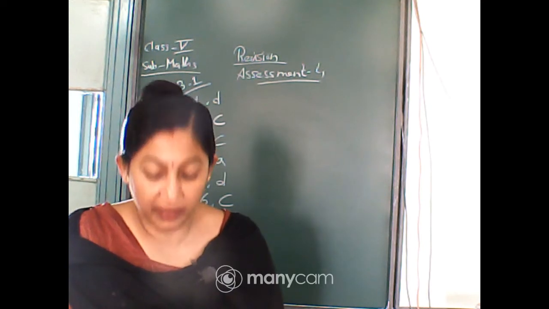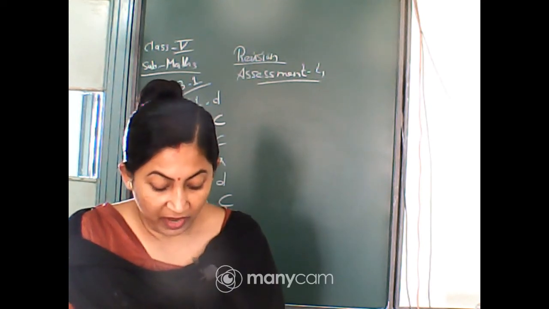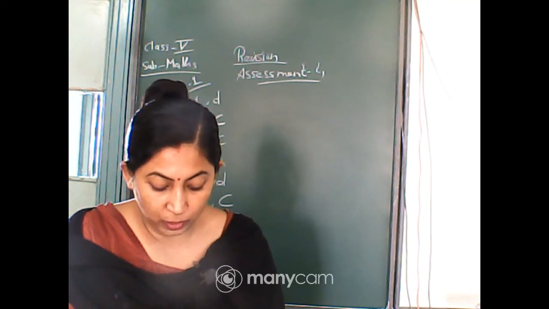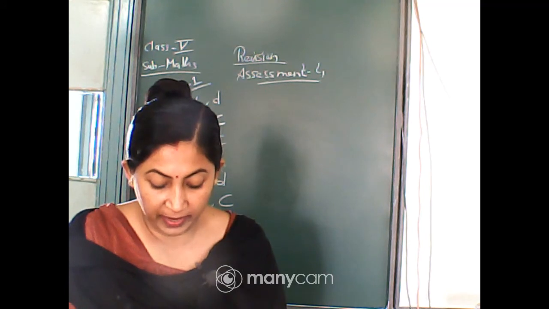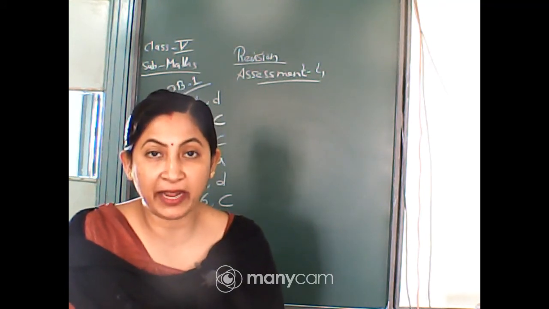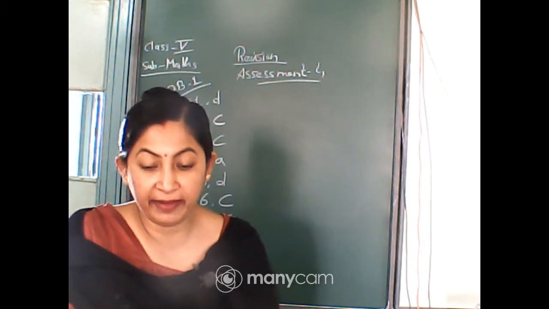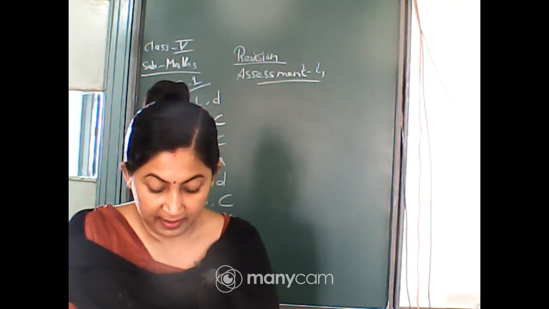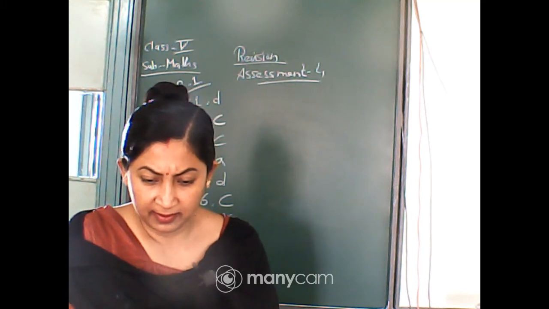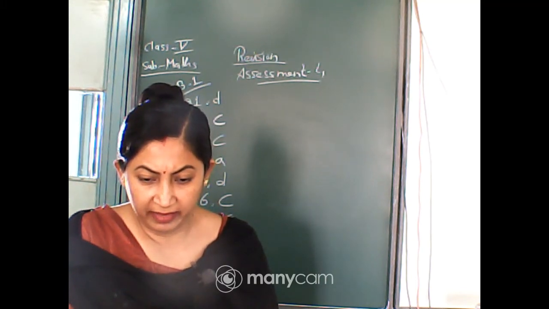Okay, come to question number 8. 5751 into bracket 45 minus small bracket 90 divided by 2. So, obviously, you will solve the bracket first and then you will write the answer. Solve it and write the answer.